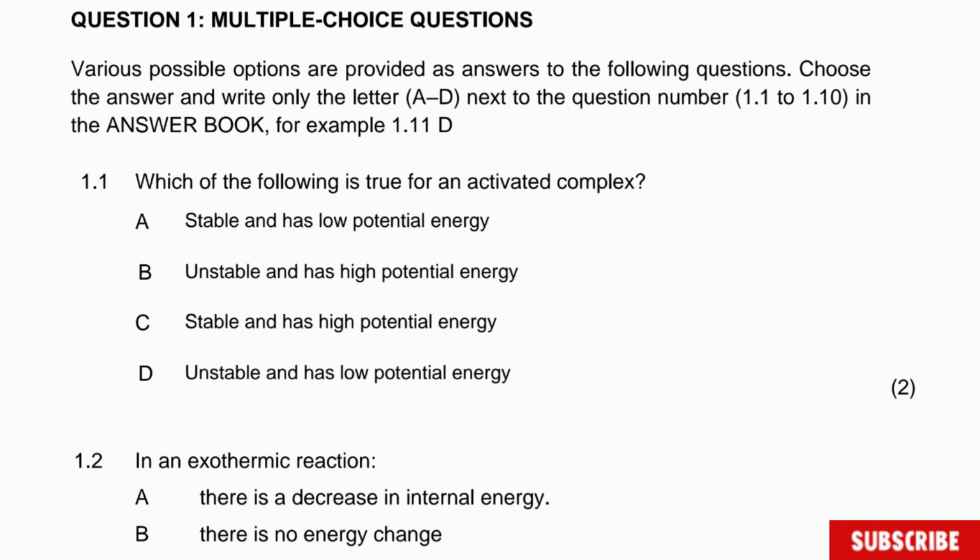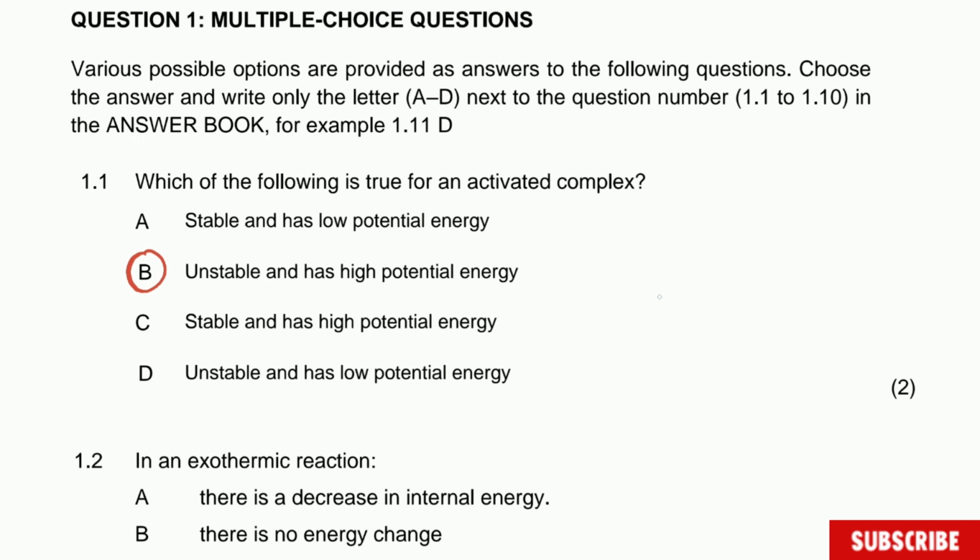Okay, so the options: A, stable and has low potential energy, no. B, unstable and has high potential energy, that one is the correct answer without even reading further on. C, stable and has high potential energy, no, because it is not stable. D, unstable and has low potential energy, no, because it has high potential energy.